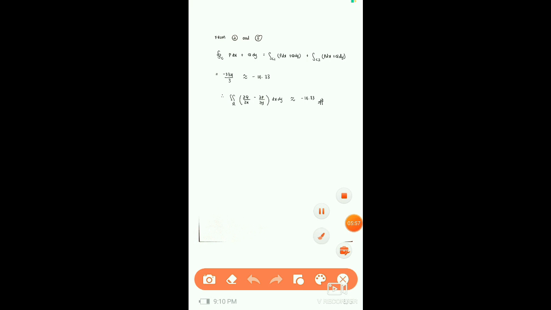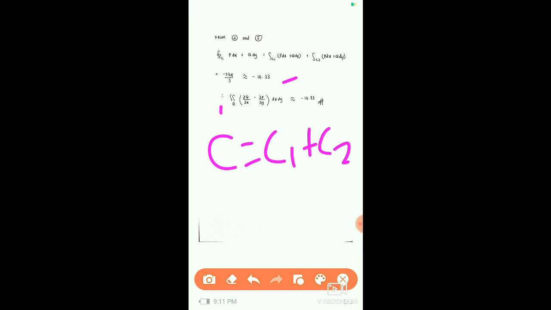And then for the last part, you apply C is equal to C1 plus C2. So you add them together, and then you will have minus 334 over 3, which is approximately equal to minus 111.33. So in other words, the solution of this Green's theorem is equal to minus 111.33. That's all from me.